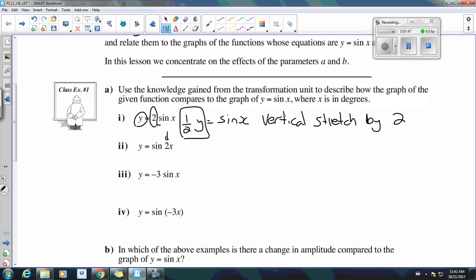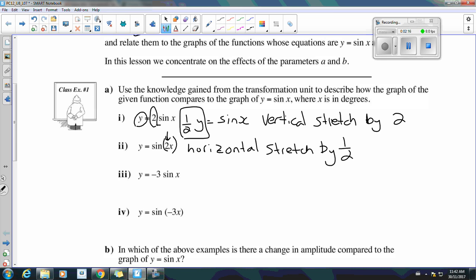What if the 2 is next to the x instead? Remember, there are really going to be brackets here. Now we're having an input of 2x instead of x. So what this means is we have a horizontal stretch by 1/2. When we're talking replacement, we do need to take the reciprocal of that value. We replaced x with 2x, which means our horizontal stretch about the y-axis is by a factor of 1/2.